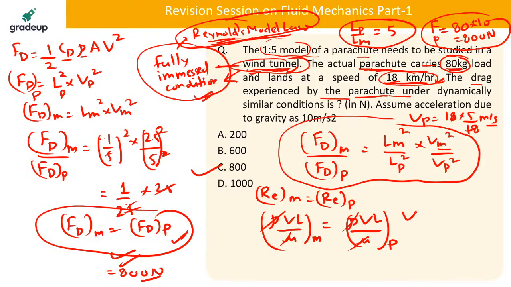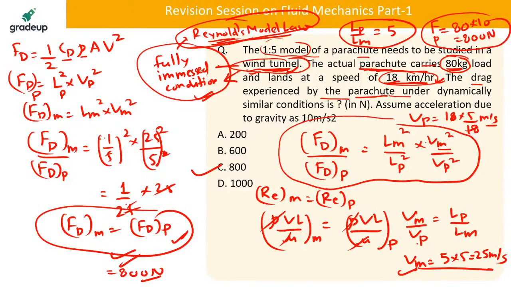So we can simply say that the velocity of the model by the velocity of the prototype is equal to the length of the prototype by the length of the model. The length of the prototype by model is equal to 5. The velocity of the prototype is 5 here, so the velocity of the model will be 5 into 5, that is 25 meter per second. Okay, clear, Vikram? So you will get the value of the velocity of the model here.